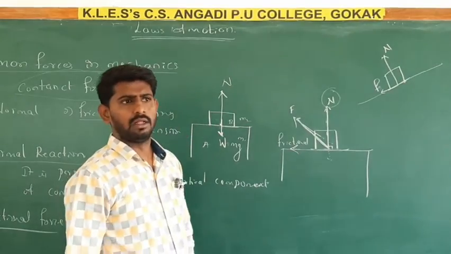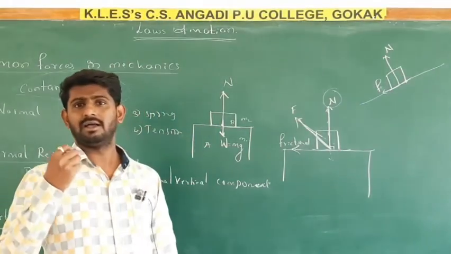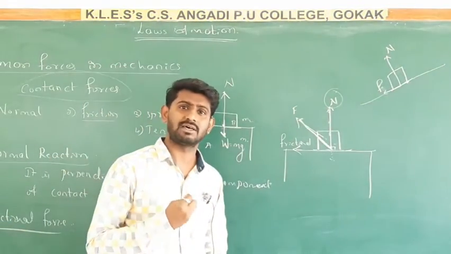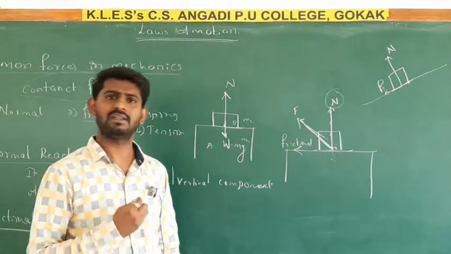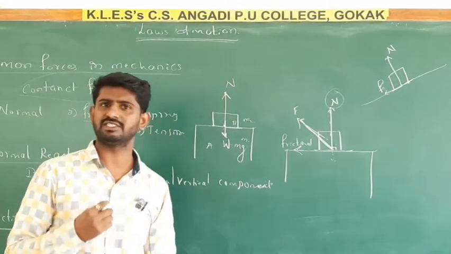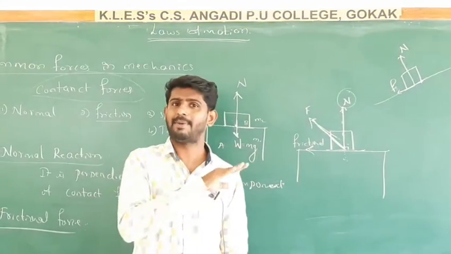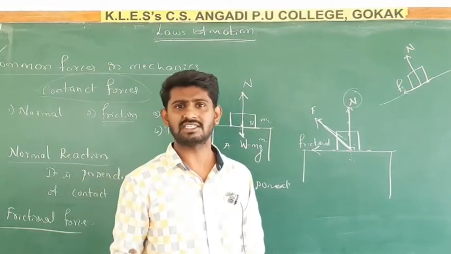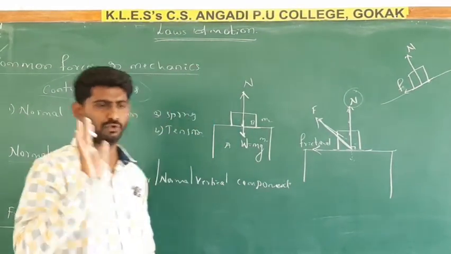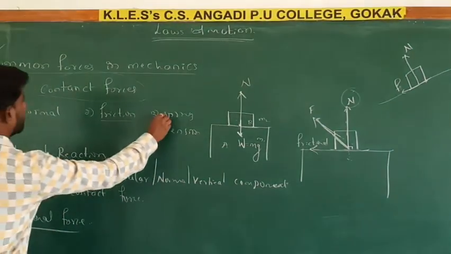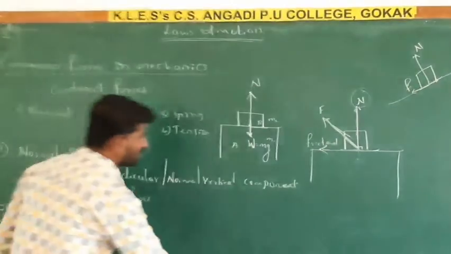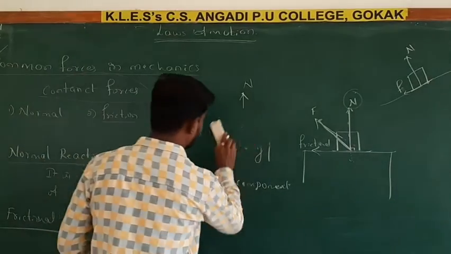So the force which is always acting normally to the surface is called the normal reaction. The force which acts parallel to the surfaces in contact is called the frictional force, right? And the third one is about the spring force, a very important one.